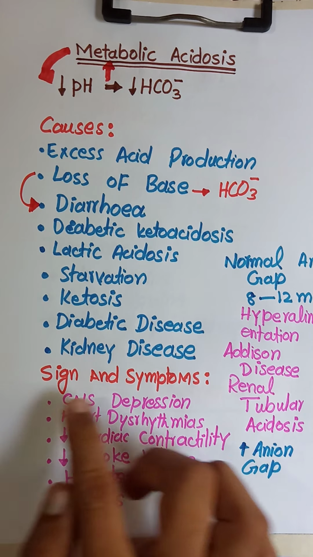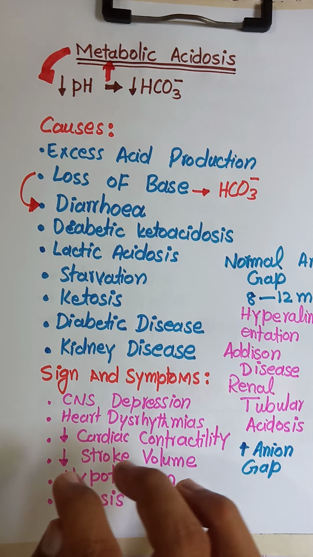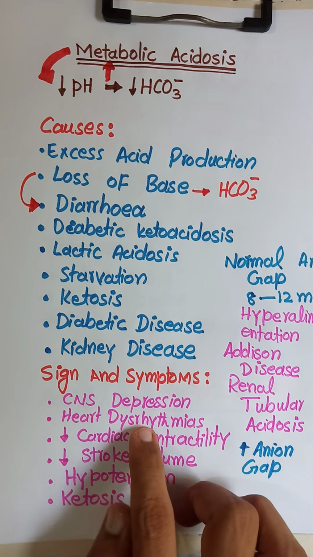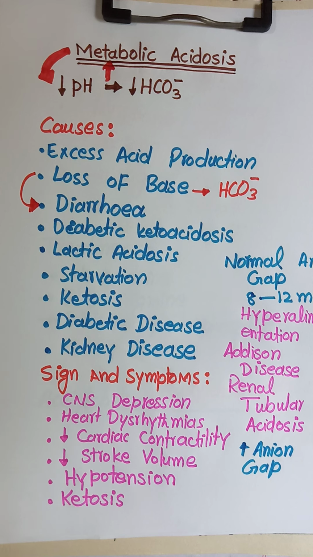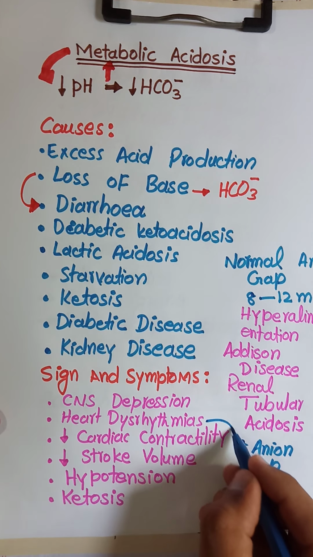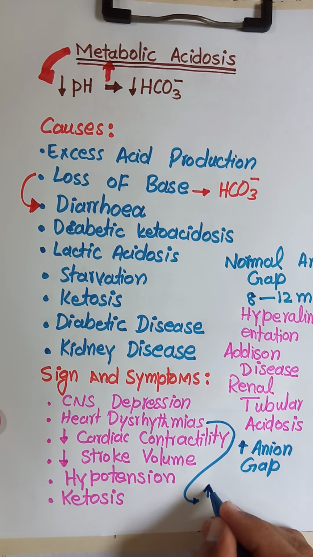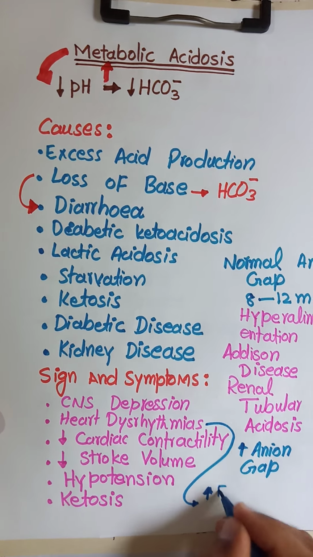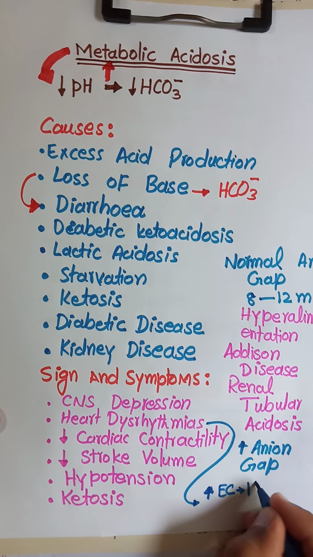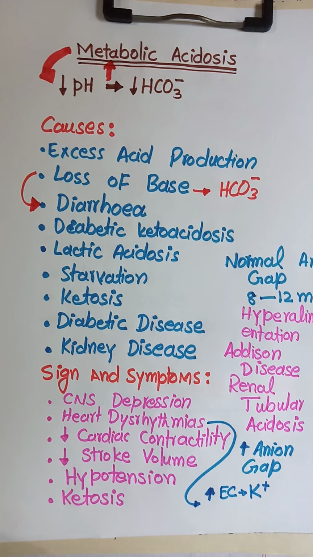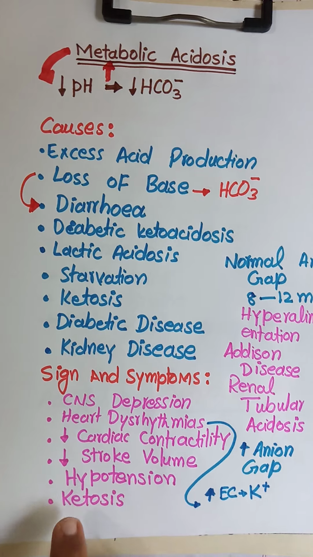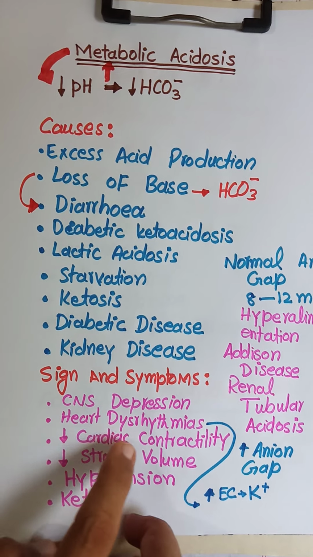Now come to the signs and symptoms of metabolic acidosis. First occurs CNS depression, then heart dysrhythmias due to high extracellular potassium ion. Then decreased cardiac contractility, decreased stroke volume, hypotension, and ketosis. These are the signs and symptoms of metabolic acidosis.